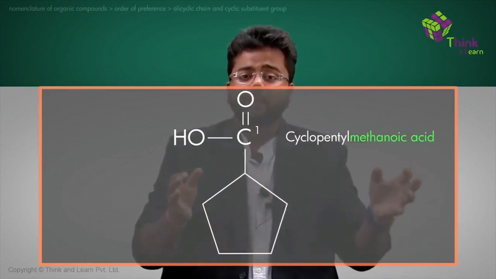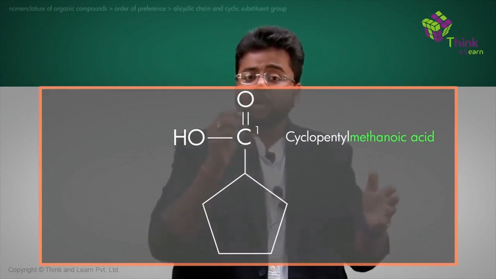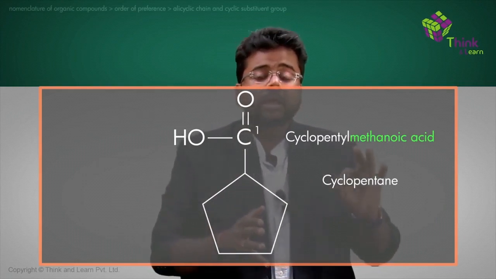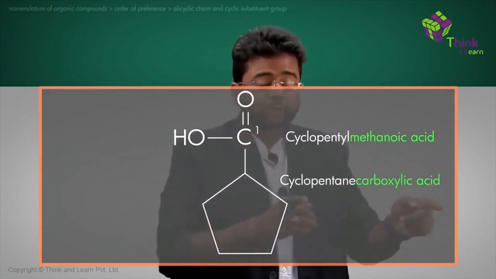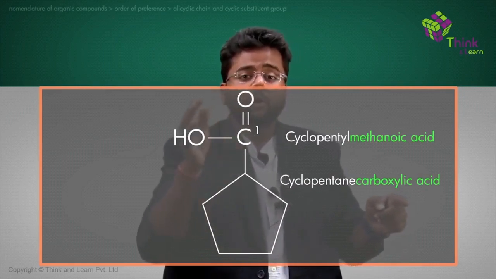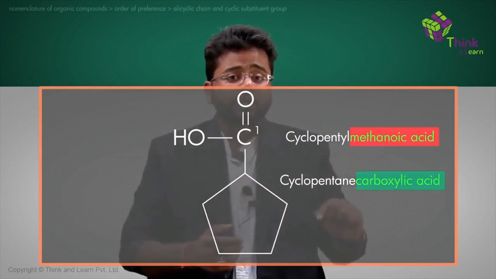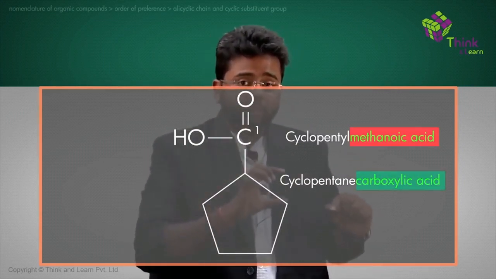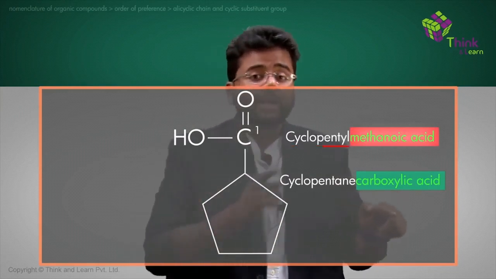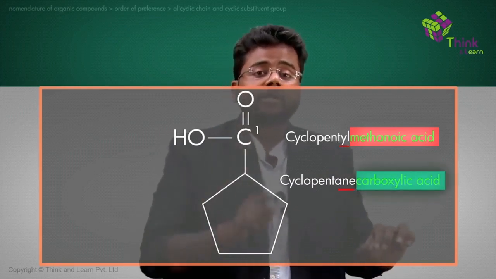That would be the name. There's one more way of nomenclature for this compound, which is cyclopentane carboxylic acid. So this word carboxylic acid is defined for C double bond O OH. So you can either name it as methanoic acid or carboxylic acid. But at the same time, you have to notice that if you're using methanoic acid, then you are using it as cyclopentyl. But if it is cyclopentane, then you will have to write carboxylic acid.